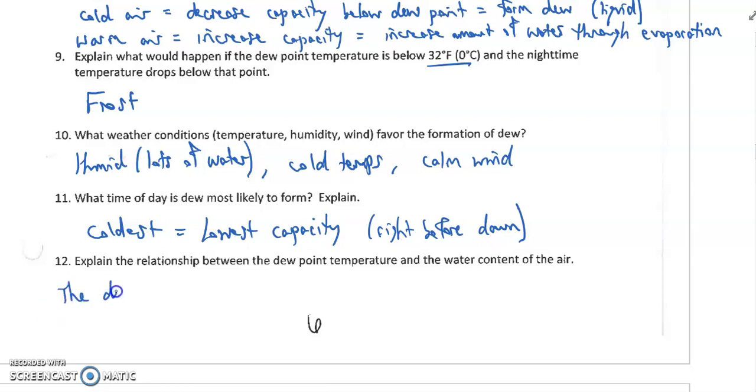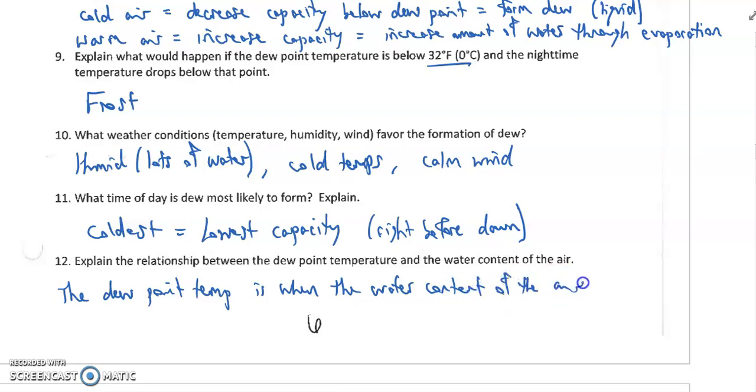So the dew point temperature is when the water content of the air would reach its capacity, which is 100%, right? This would be 100% relative humidity. And any excess water is then going to be turned back into liquid. So this is when 100% of the water that's possible in the air is present, and any excess is going to be deposited on cars or plants or windshields or whatever the case might be.